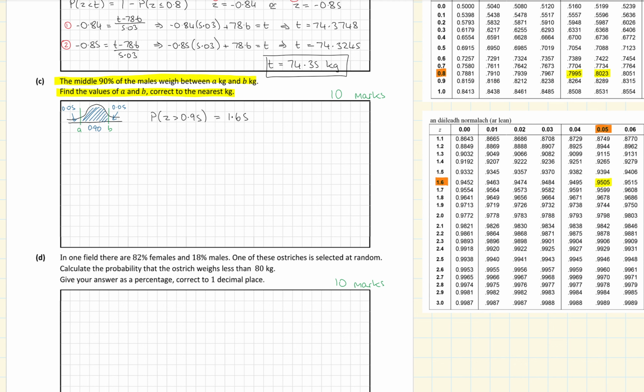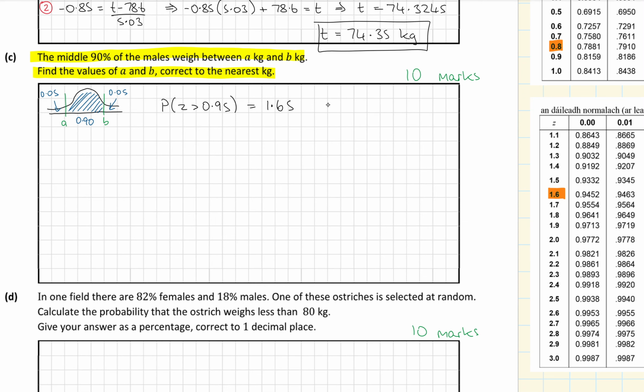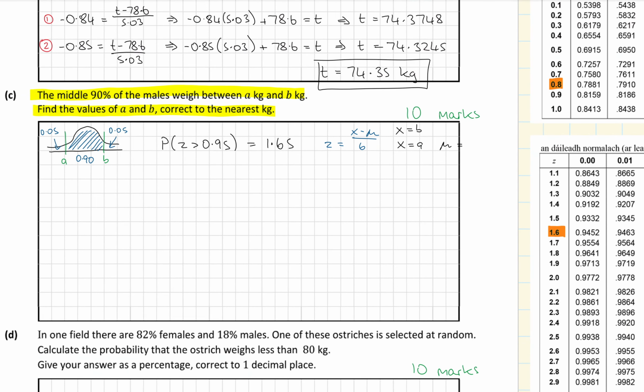Okay, so we're going to use this now to work backwards to figure out our A and B values. So like earlier on, same idea, we'll have 2 scenarios. So it's a z-score, and then for our x value we'll have B and we'll have A. Now A is going to be a negative value. For B we take a positive. The mean weight for the male ostriches they gave us back at the start is 91.3, and a standard deviation of 6.29.